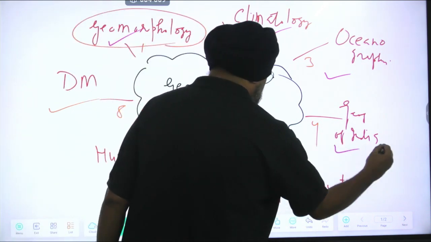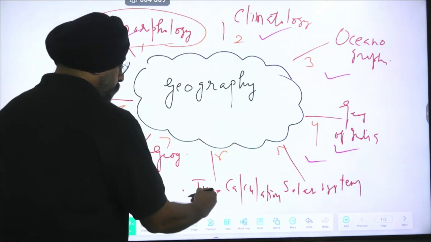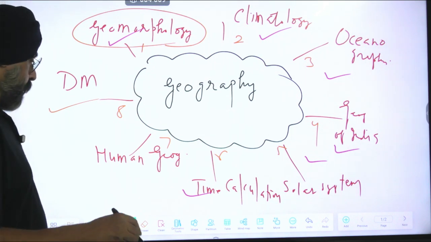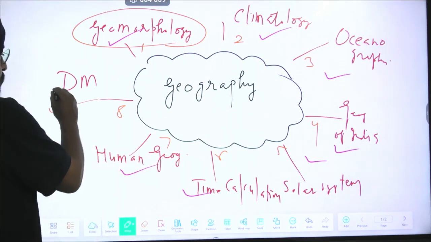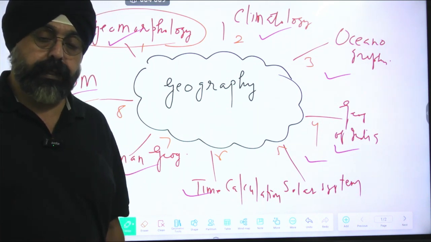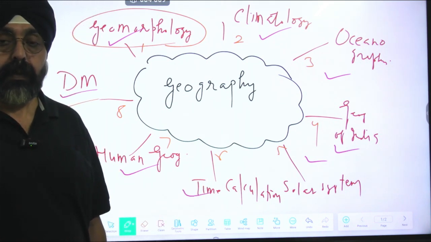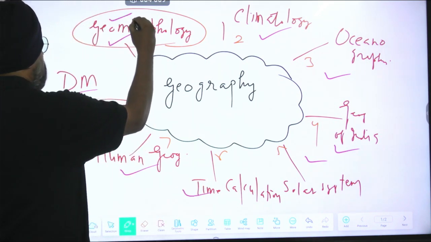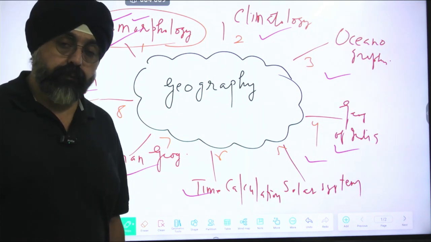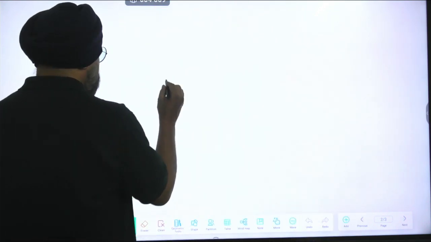Geography of India, 4th part. Solar system, 5th part. Time calculation and calendars, 6th part. Human geography, 7th one, and disaster management, that is a part of GS paper 3. So all these things constitute geography. And geomorphology is one such segment of geography that we are going to do. So let's see what exactly we are having in geomorphology.